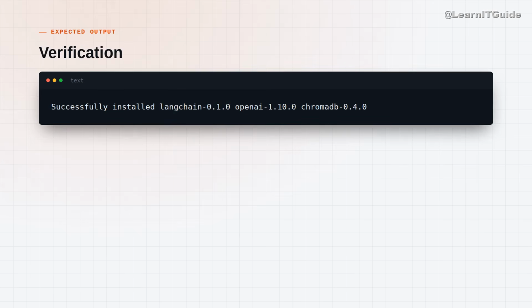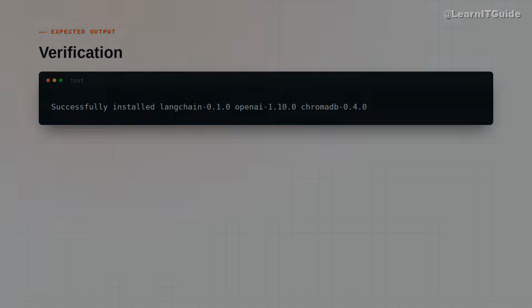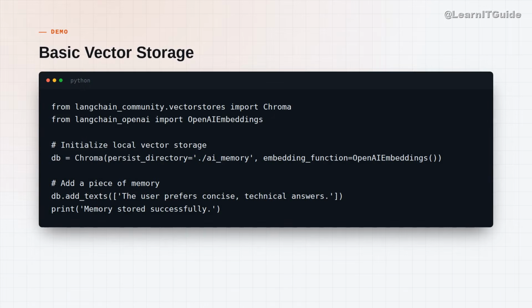Once the installation finishes, you should see a success message similar to this. If you see errors about missing compiler tools, ensure your Python environment is set up correctly for your operating system. This confirmation means you are ready to begin writing the memory integration code. Now, let us see the core concept in action.